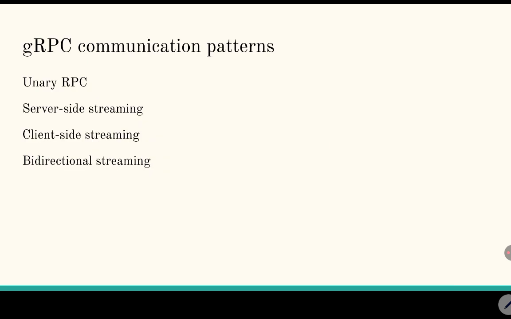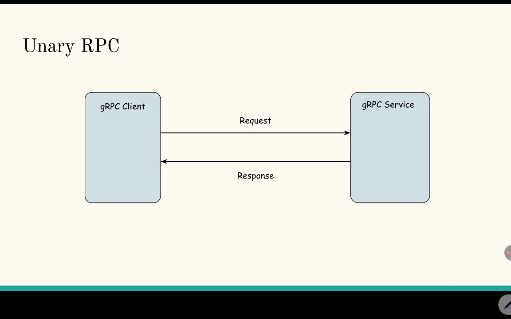Right. So we have covered a lot, and I just want to quickly wrap this session up with four communication patterns, four popular communication patterns that you find in gRPC. One is called the unary RPC, and there is something called server side streaming, client side streaming, and bidirectional streaming. So let's talk through each one of them step by step.